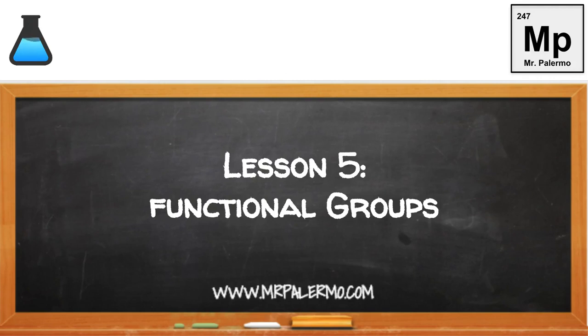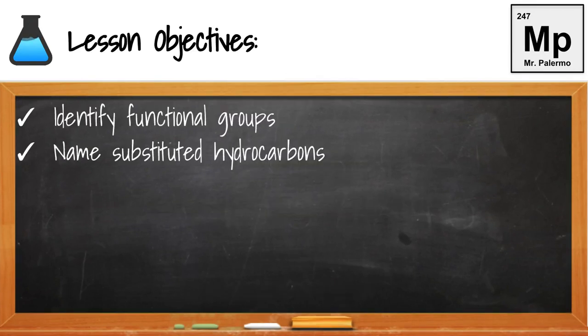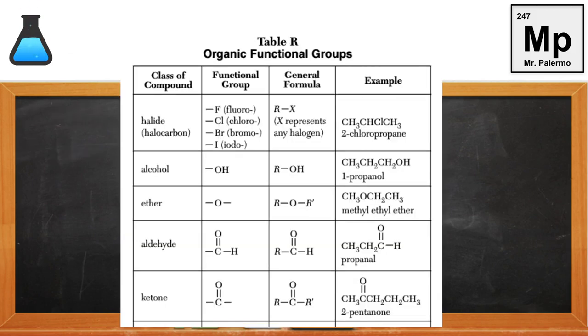Welcome to lesson number 5 on functional groups. Our lesson objectives: identify functional groups and name substituted hydrocarbons. For this lesson, I'm going to use table R, which is our organic functional group table. It gives us our class of compounds, which result when we add these functional groups to hydrocarbons.